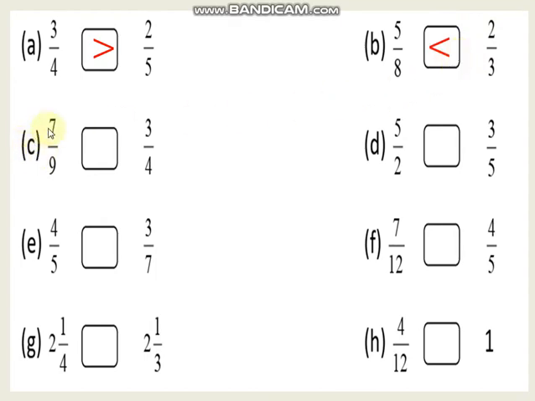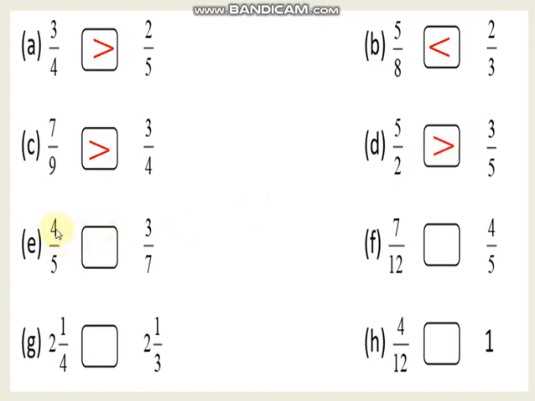Letter C, 7 over 9 or 3 over 4. 9 times 3 equals 27. 4 times 7 equals 28. 28 is greater than 27. So 7 over 9 is greater than 3 over 4. Letter D, 5 over 2 or 3 over 5. 2 times 3 equals 6. 5 times 5 equals 25. 25 is greater than 6. So 5 over 2 is greater than 3 over 5.